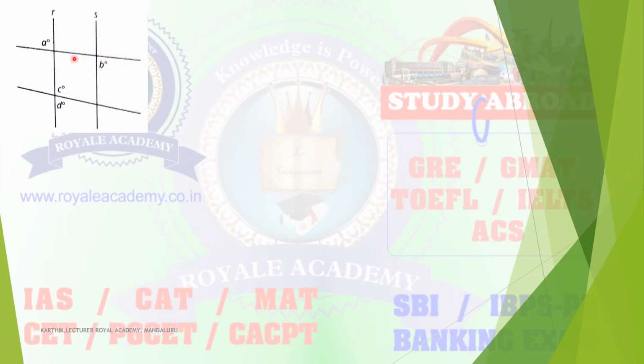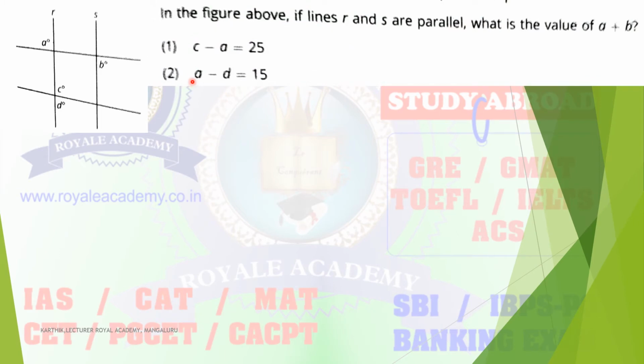Next question. So here two parallel lines are there. R and S are two parallel lines. Along with that, two slanted lines cut the parallel lines. Okay, then in the figure above, if lines R and S are parallel with each other, what is the value of A plus B?